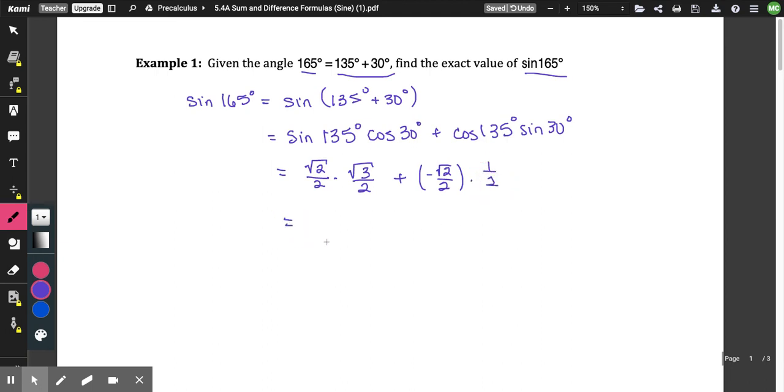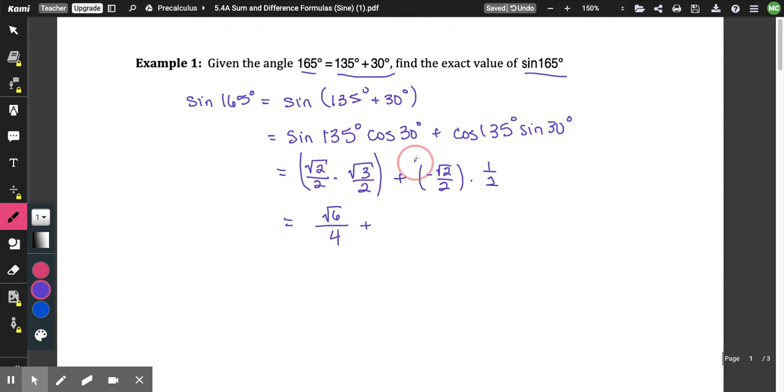So now it's just a matter of multiplying and then adding. So I have to multiply these two fractions together. When you multiply fractions together, you just do numerator times numerator. So root 2 times root 3 is root 6. Denominator times denominator, so 2 times 2 is 4.